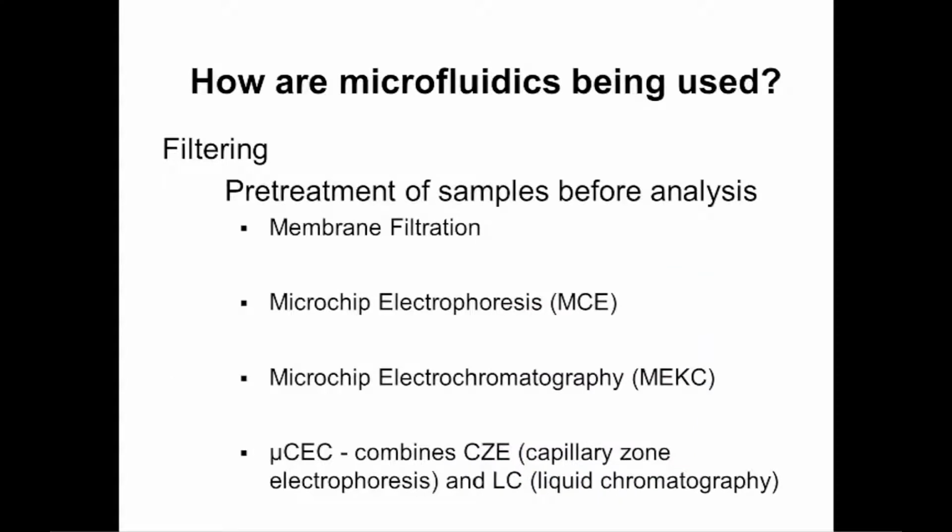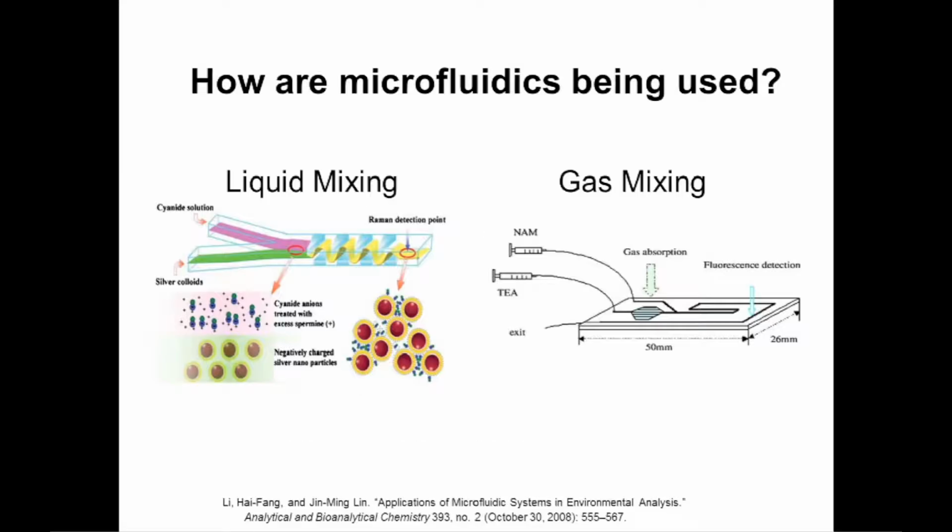How are microfluidics being used? We need to prep our sample before analysis. One way is through membrane filtration, which is a physical filtration to separate both insolubles and solubles. Microchip electrophoresis, which separates ions. Microchip electrochromatography, which separates both ions and non-charged particles. And micro-CEC, which combines both electrophoresis and chromatography.